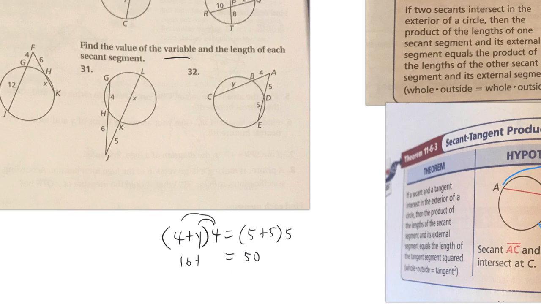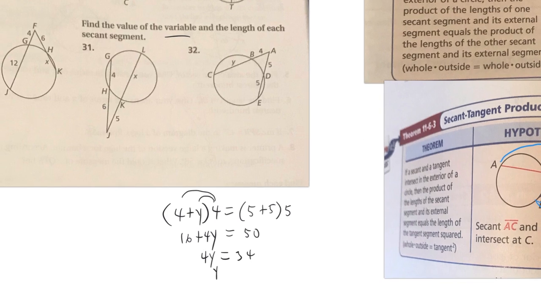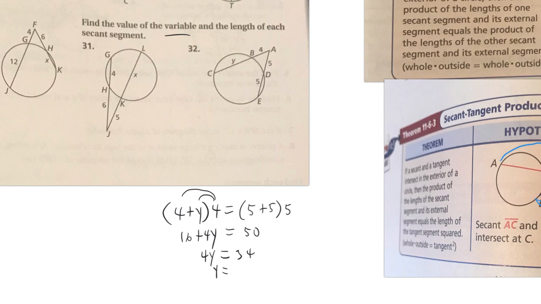We have 16 plus 4y, subtracting 16 from both sides would be 10 minus 6 is 4, and 4 minus 1 is 3. Dividing both sides by 4 would give us 8.5. So that's the variable. Therefore, the entire chord or secant segment length here would be 10, and the entire secant segment length here would be 4 plus 8.5, which is 12.5. So that's one.